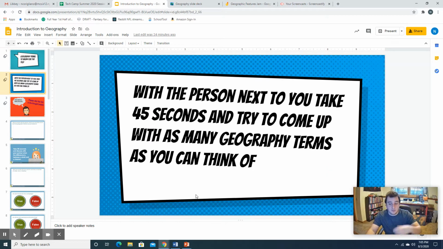So the first thing we come up on is the bell ringer that I'm going to use for them. I just want to fire their brains up, get them to start thinking about geography and geographic terms. So that's why I have this particular bell ringer right here. I only give them about 45 seconds to do it.